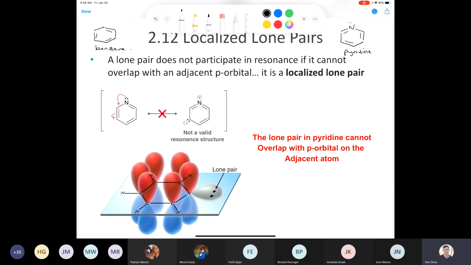If we look at pyridine, and based on some of the rules that I taught you today, you'd say, hey, Mr. Dion, look, allylic lone pair, buddy.